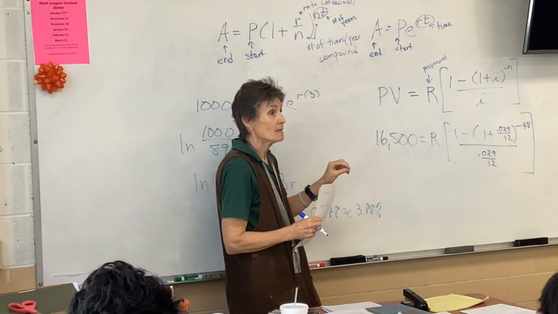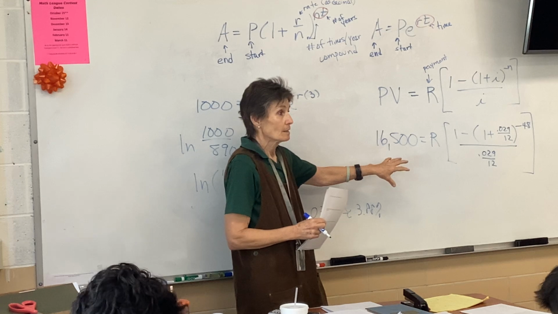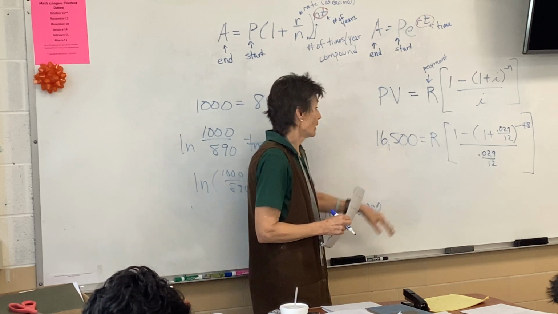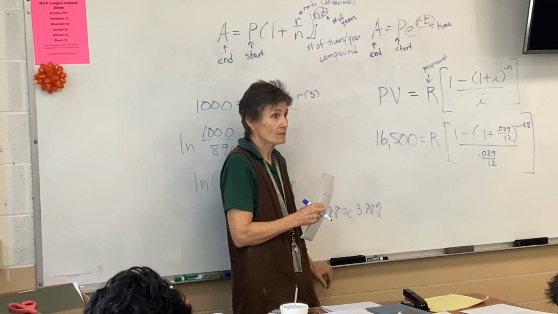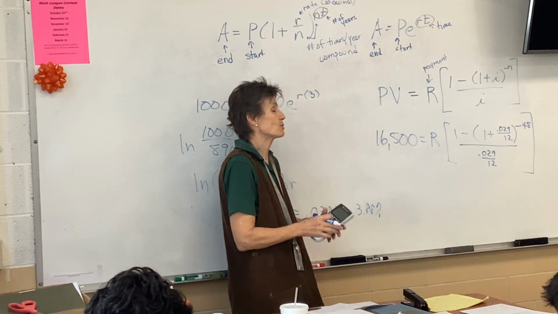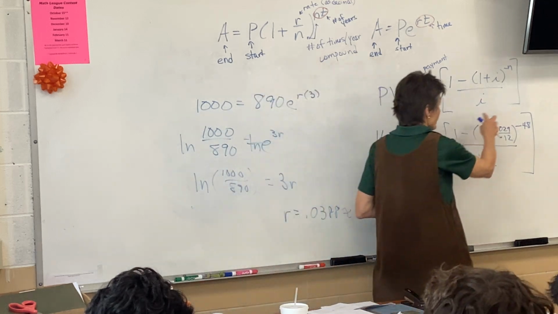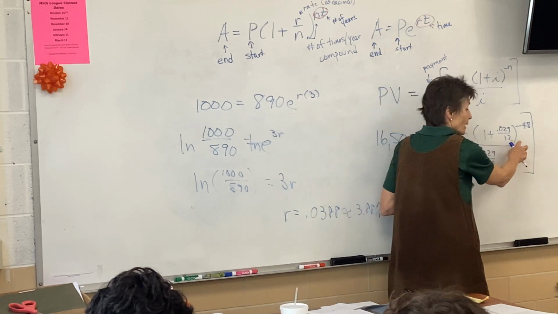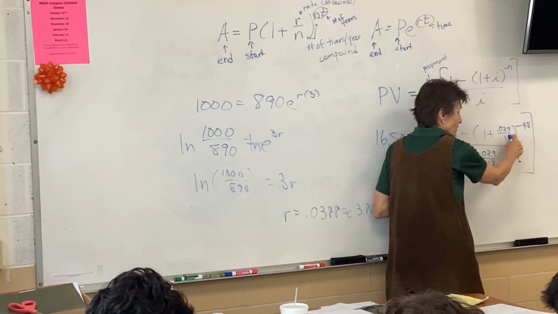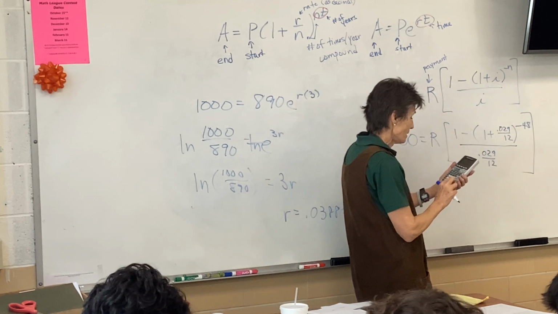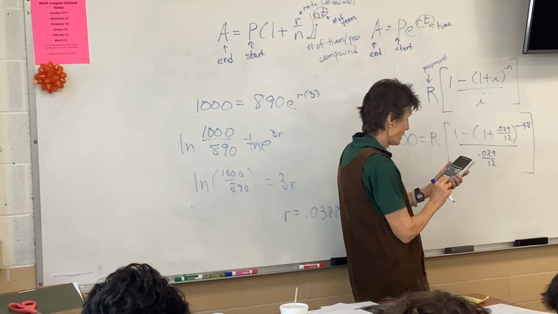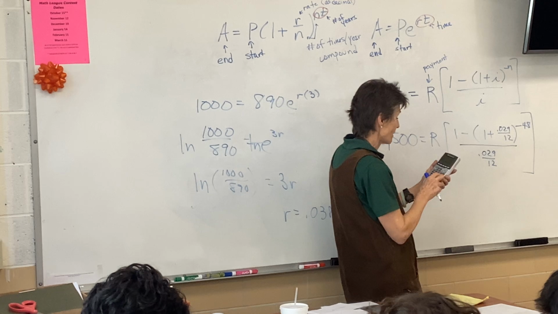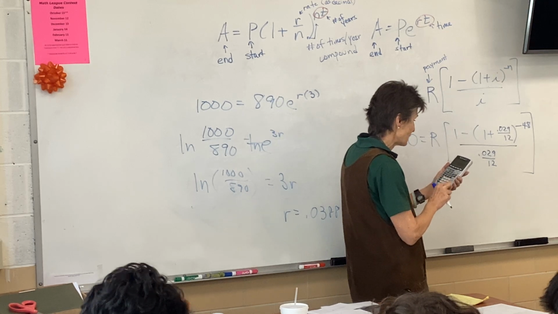Digest that for a moment, because in a minute, we're gonna put that in our calculator. The loan is 16.5 thousand, because he made a $2,000 down payment. Everybody okay with all those numbers? Let's go to the calculator. I strongly suggest that you start here. Type it in with me. I'm gonna type in just the numerator exactly the way it's written. So 1 minus parentheses, 1 plus 0.029 divided by 12, close parentheses, raised to the negative 48, equals.